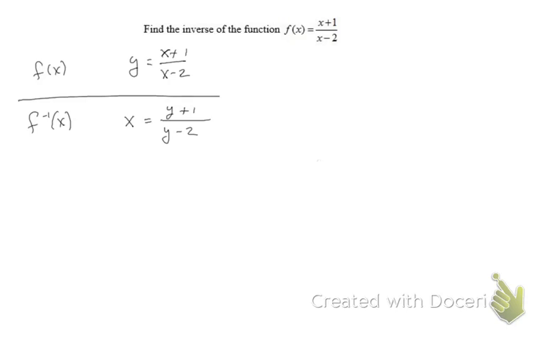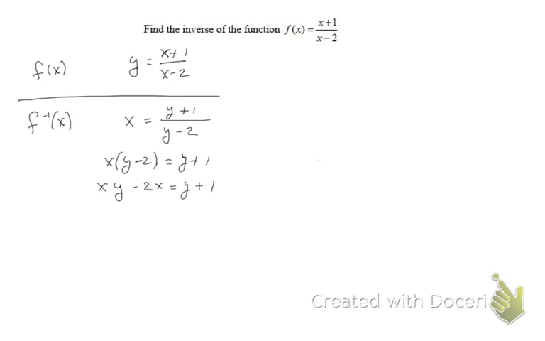To do that, this is a rational expression, so the first thing that I want to do is multiply both sides by the common denominator, multiply both sides by y minus 2, and I'll have x times y minus 2 is equal to y plus 1. Now I want to get all of my y's on the same side. I'll start by distributing the x on the left-hand side. I'll have xy minus 2x is equal to y plus 1.